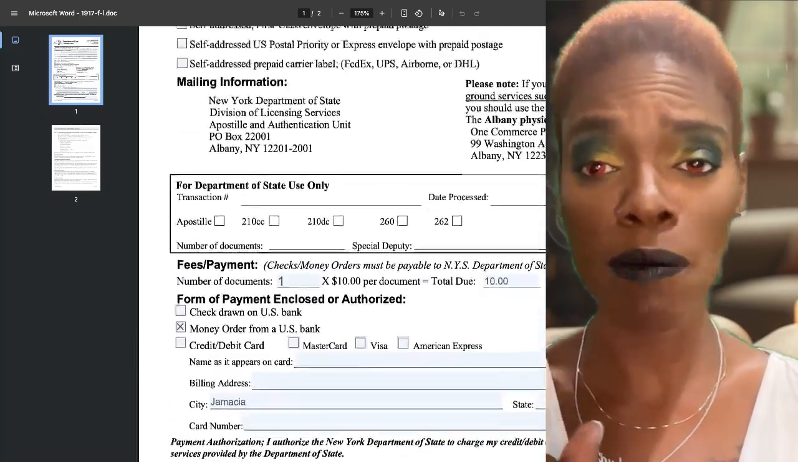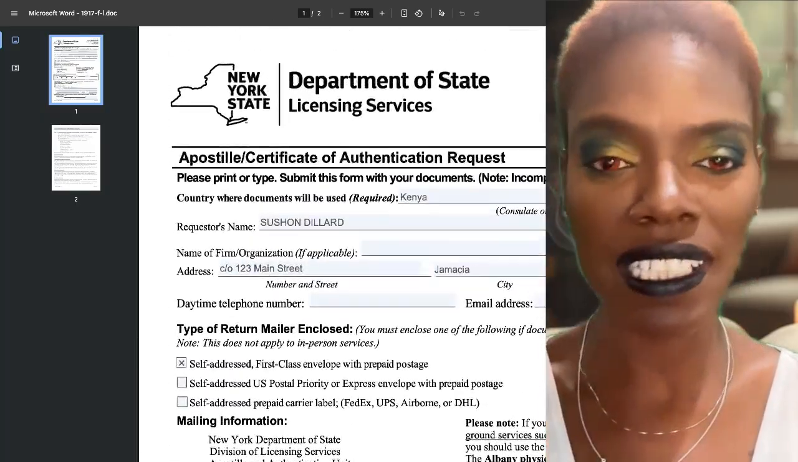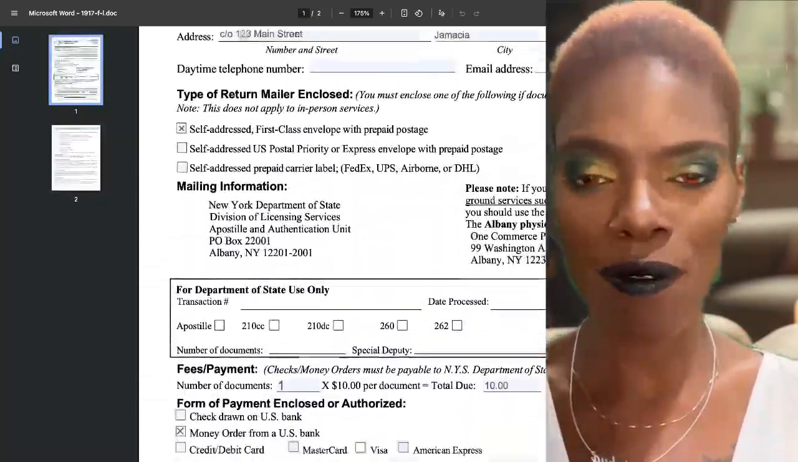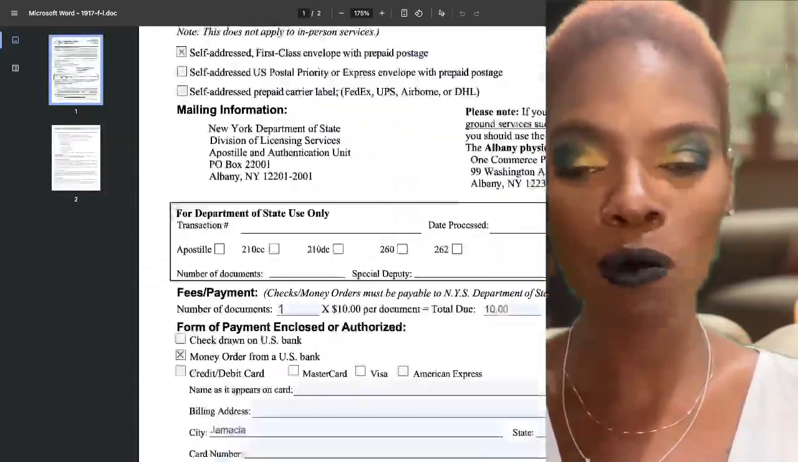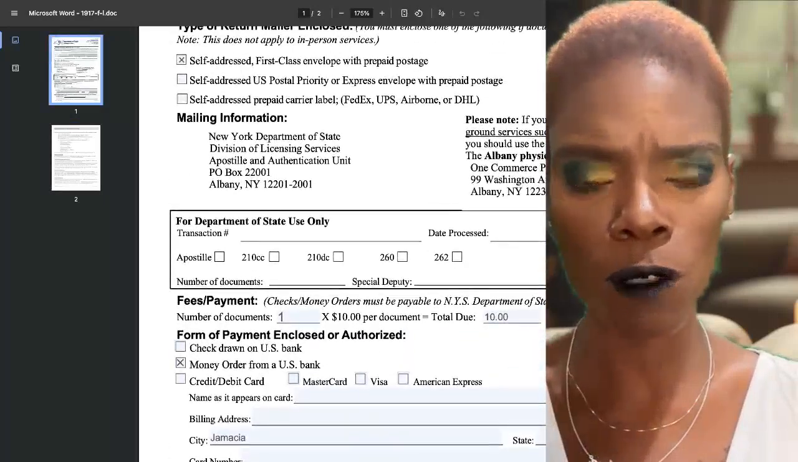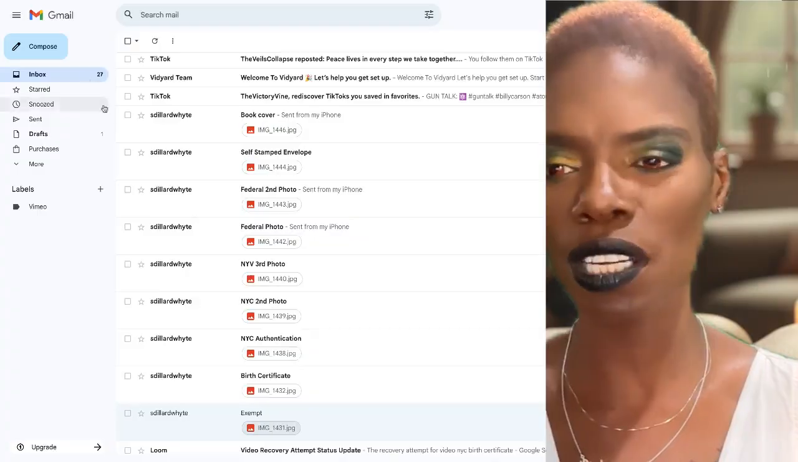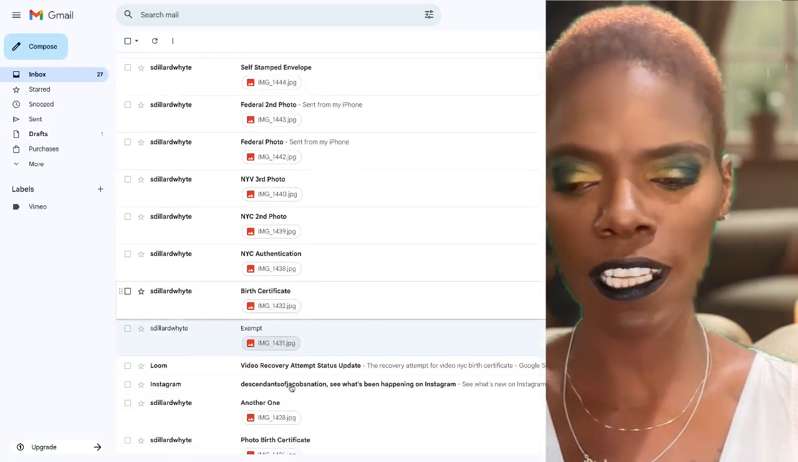Now, this completes the second level of authentication on the state level. You will mail this back to whichever address you choose. They will send it back to you. And when it comes back to you, ladies and gentlemen, this is what it's going to look like.